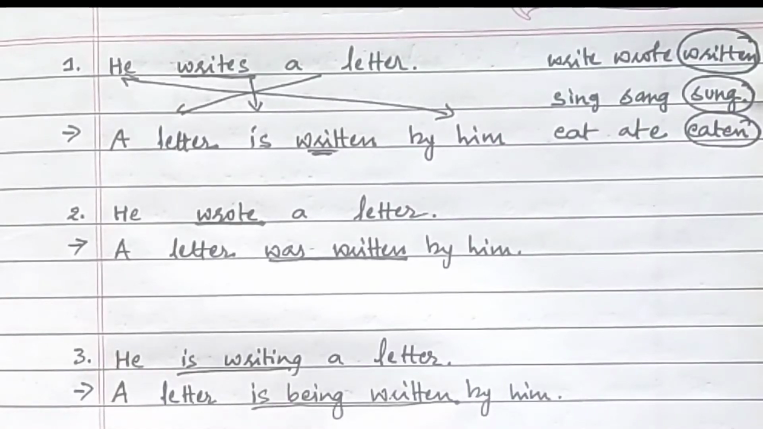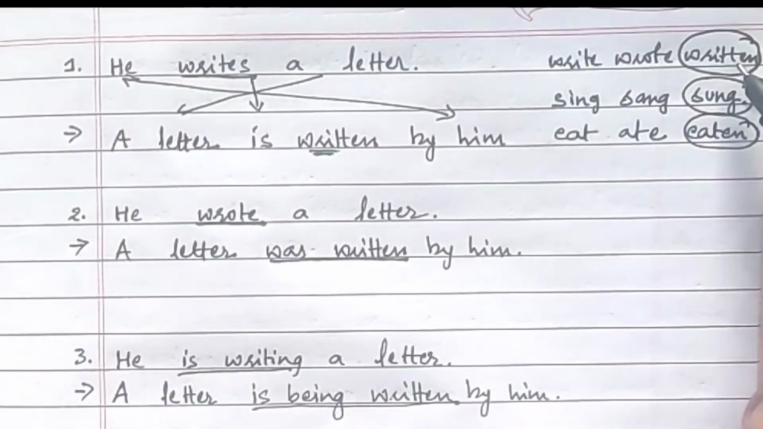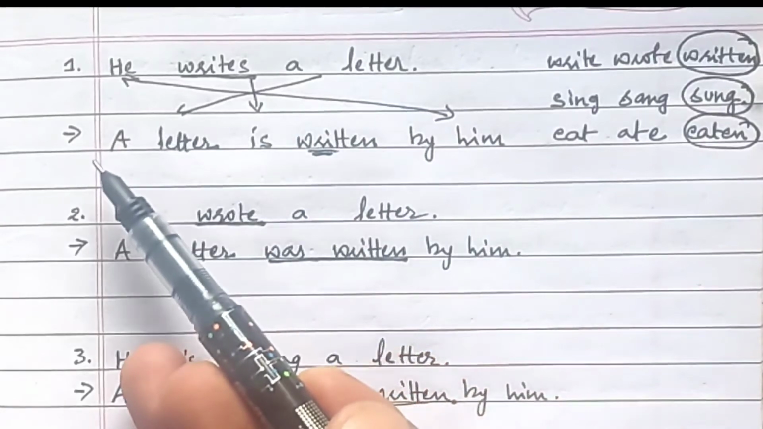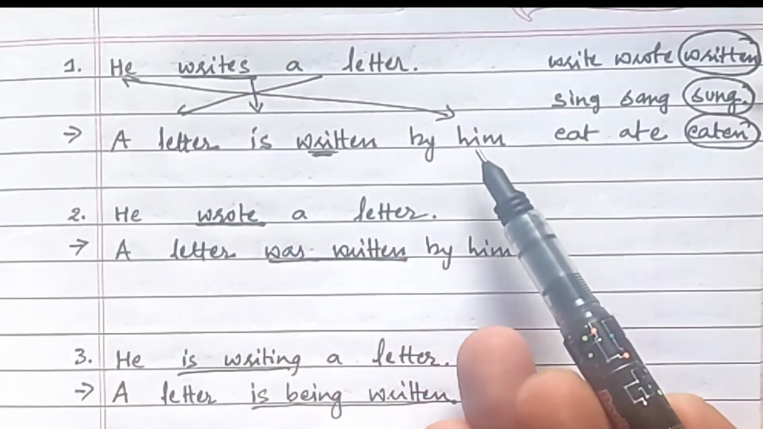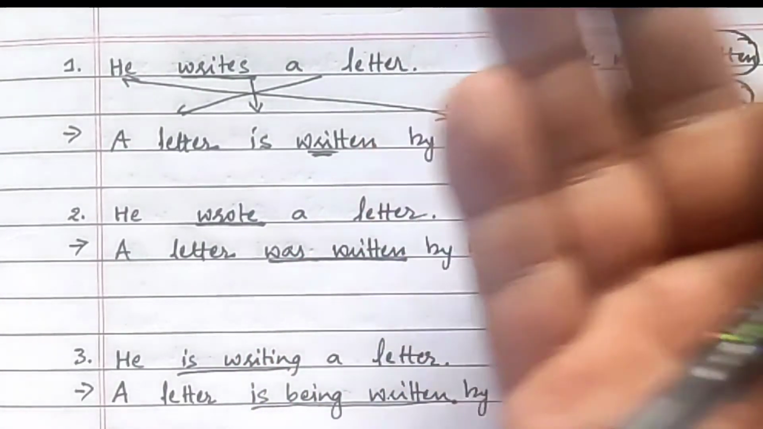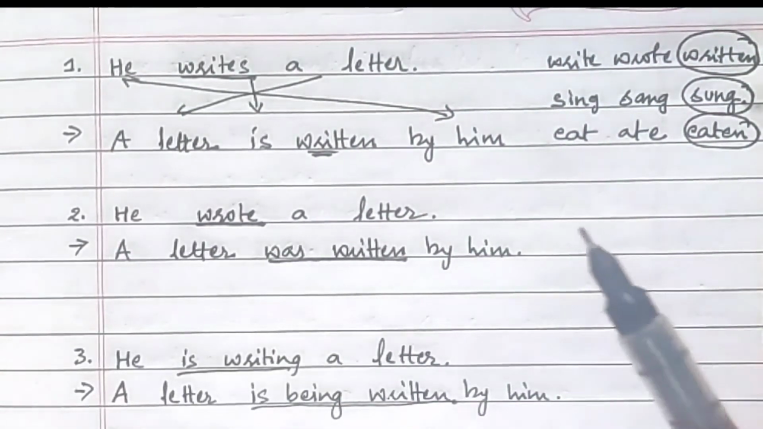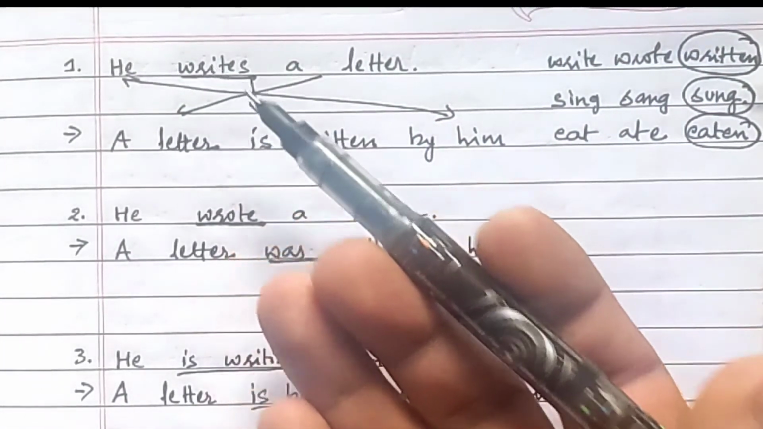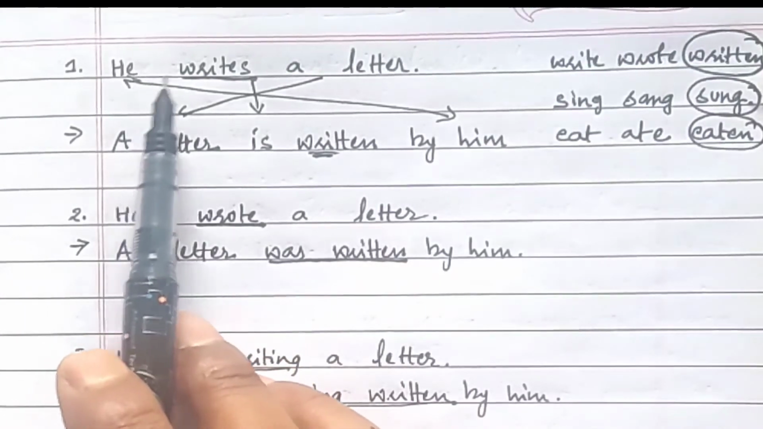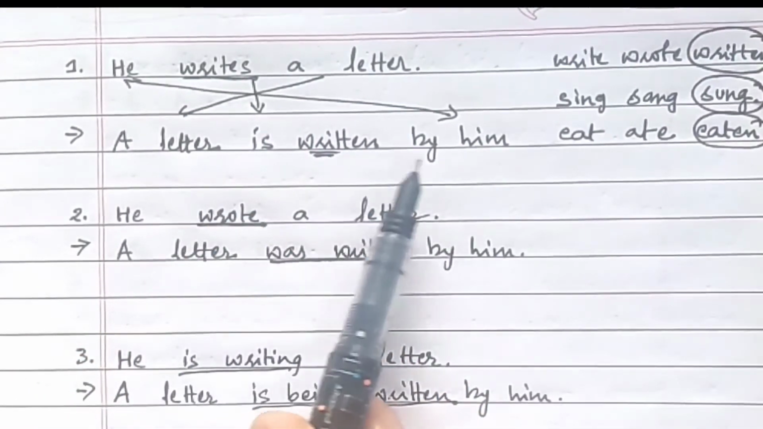So what you have to remember is you have to use the third form of verb, that is the past participle. Okay, written, sung, eaten, etc. And object will become the subject and subject will become the object in passive voice. Okay, and vice versa. That means we can change the passive voice into active voice also. Okay, and the process is similar, just the opposite of what we have done just now.